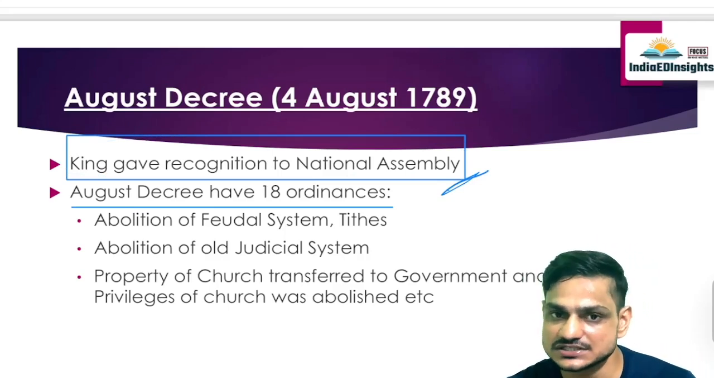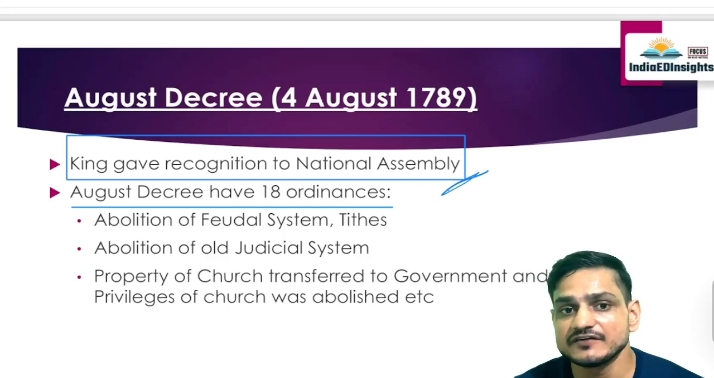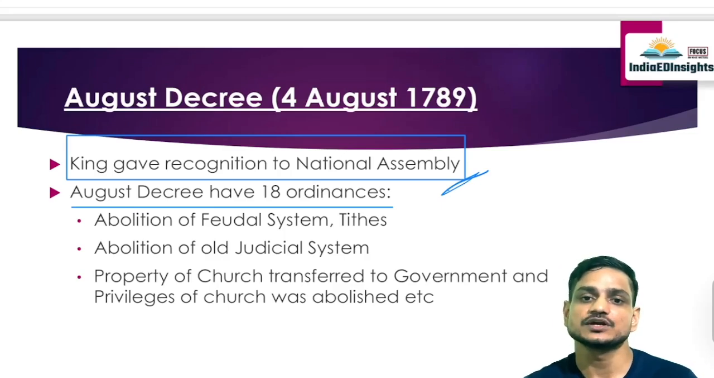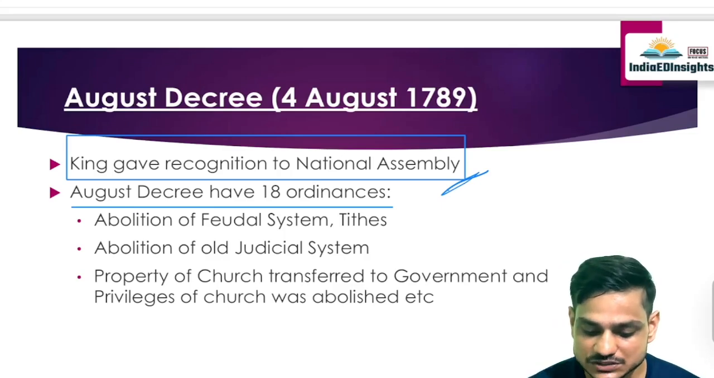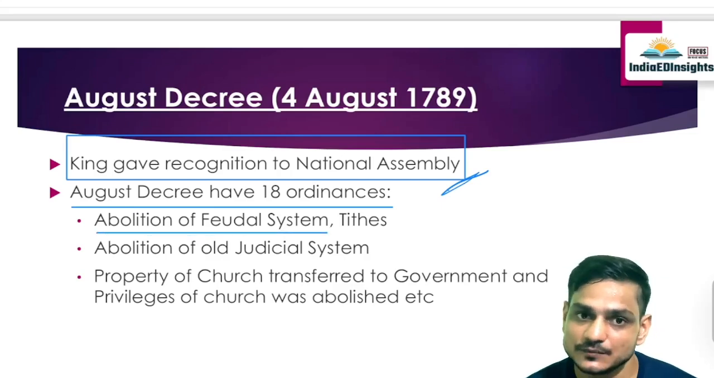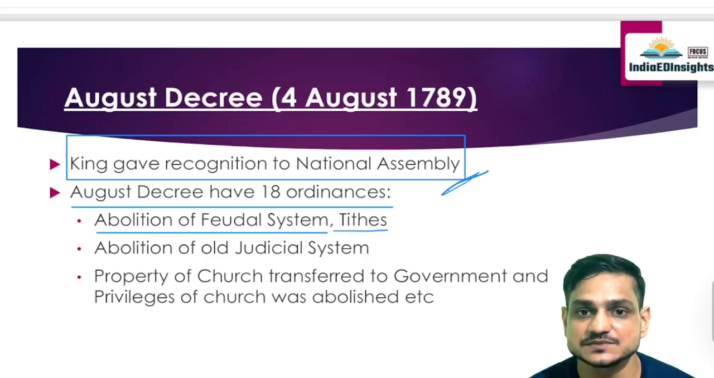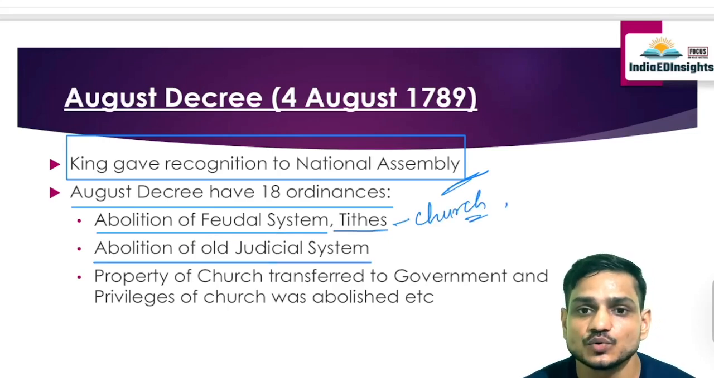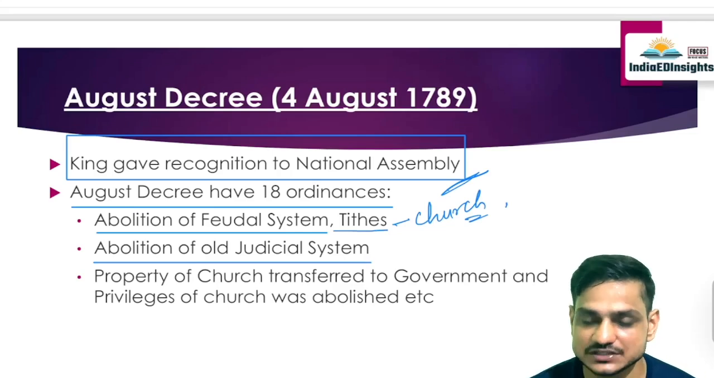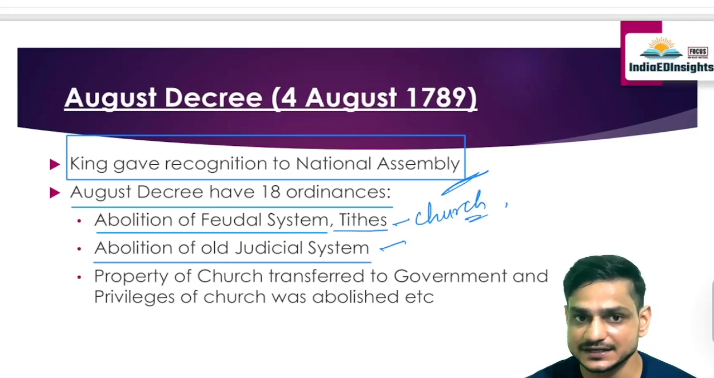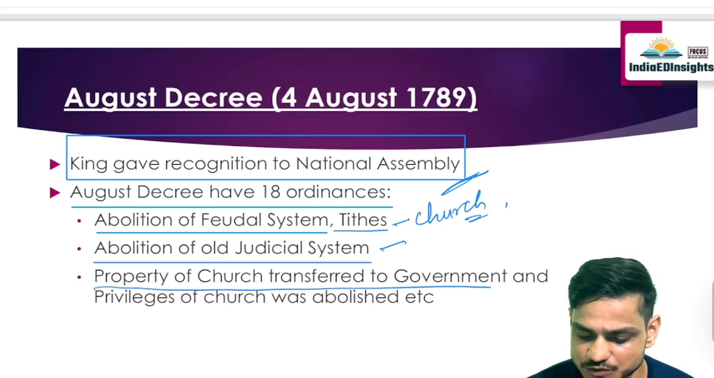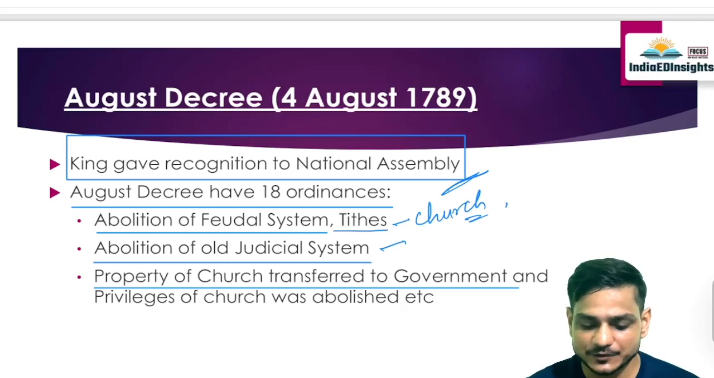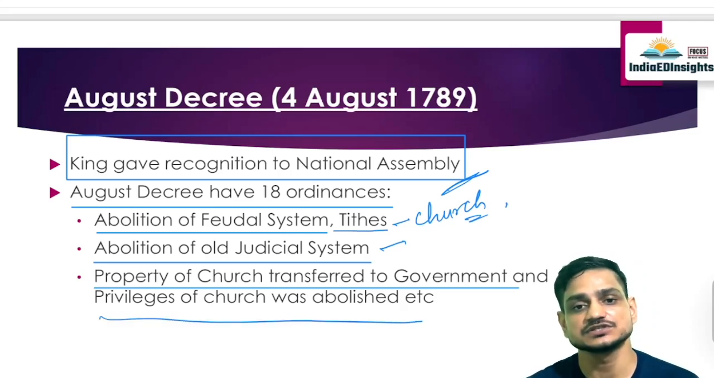The King gave recognition to the National Assembly, and the August Decree has 18 ordinances, which mainly deal with the things most important for society. For example, abolition of the feudal system. The feudal system was abolished because of these ordinances. Abolition of tithes, which means payments to the church. Next is abolition of the old judicial system, which means the clergy now has no power in the judicial system, so the judiciary must be elected. Next, property of the church is transferred to the government. All the property belonging to the church will transfer to the government, and the privileges of the church were abolished, etc.